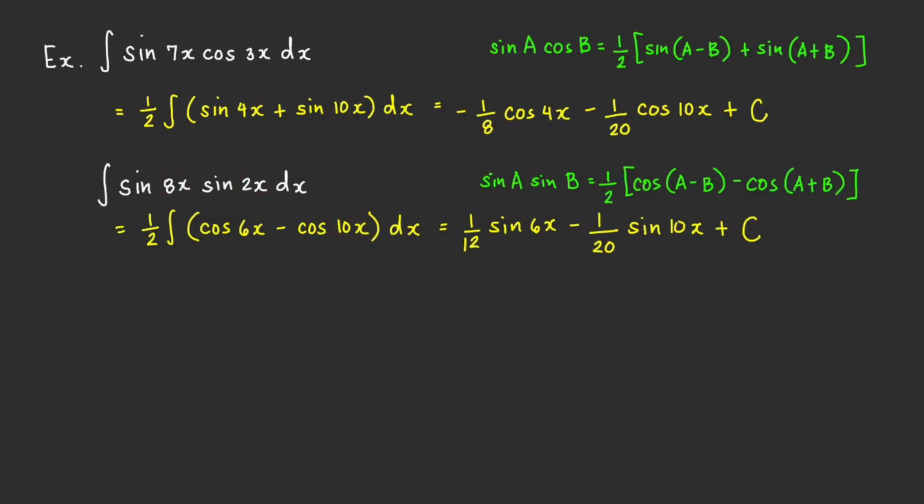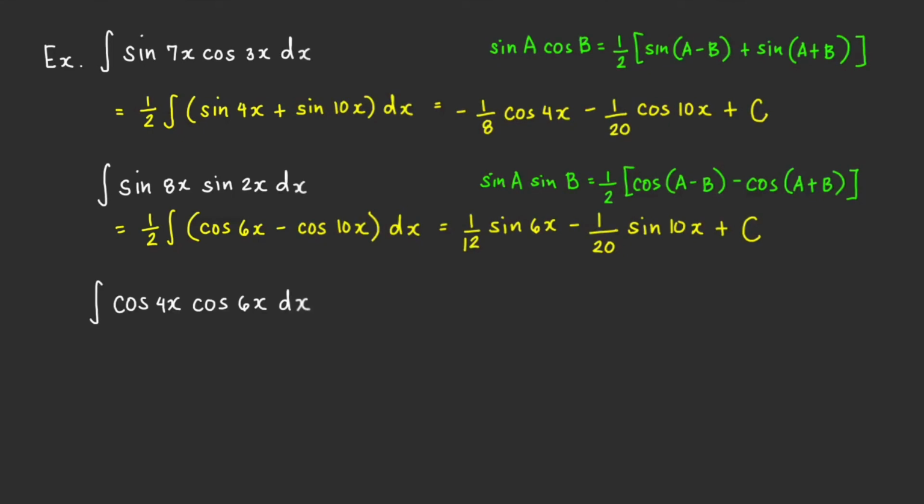And what is an antiderivative of cosine 6x? It is sine 6x all over 6, and then times 1/2. So you'll get 1 over 12 sine of 6x. Antiderivative of cosine 10x is sine of 10x all over 10. So that gives you, and then you have the minus sign here, and then times 1/2, you'll get negative 1 over 20 sine of 10x, and then plus c.